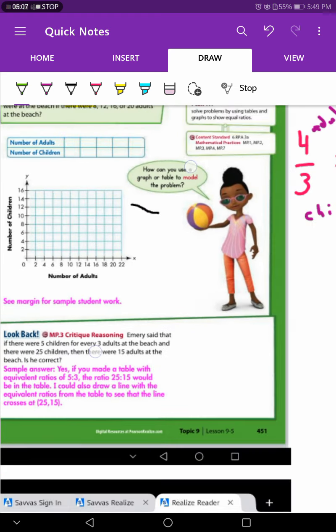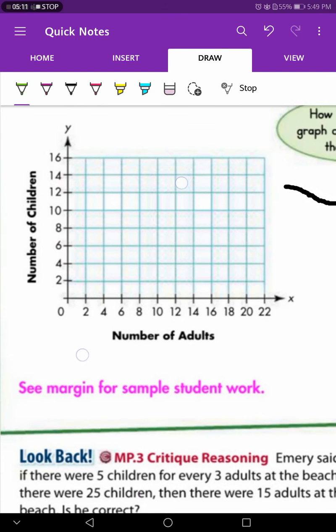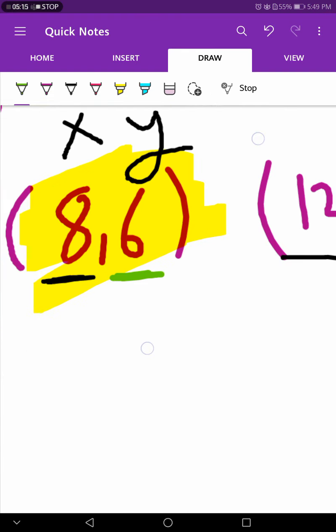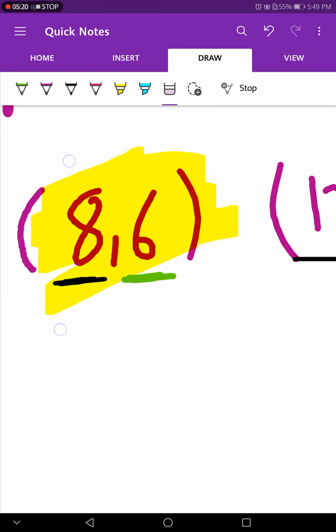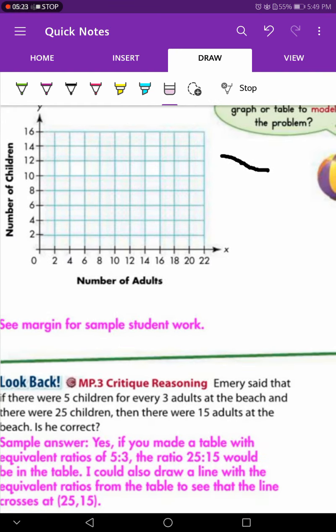I have this one, 8 and 6. How can we put 8 and 6? Boys, focus please. This is 8 and 6. How can I plot it in the coordinate plane here?